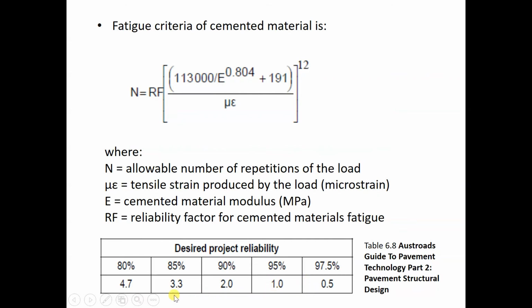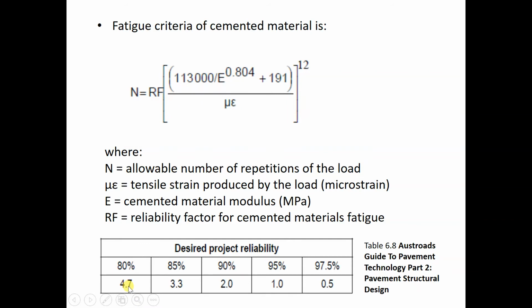If you want to have higher reliability, then you need to reduce the allowable loading. If you want it to be more reliable, then the allowable loading should be decreased. If you want to have less reliability, you could increase the allowable loading.